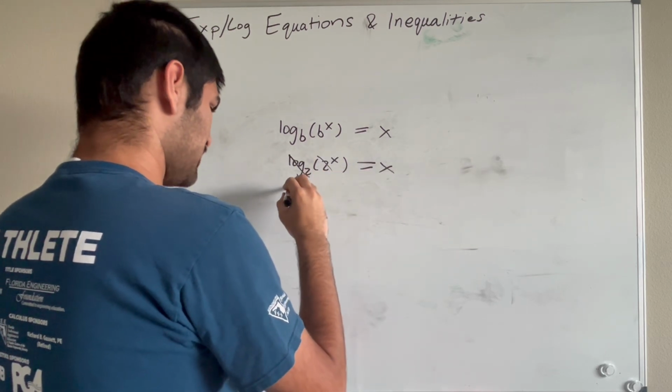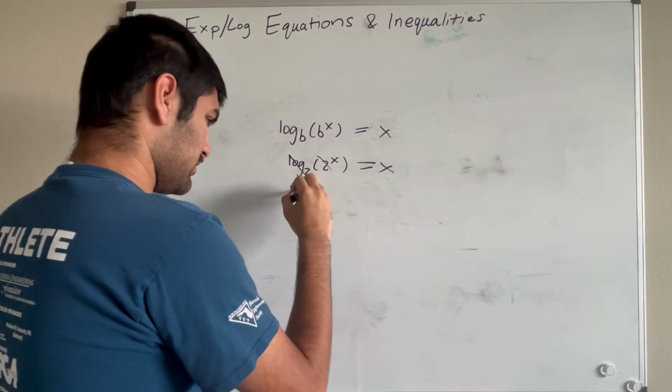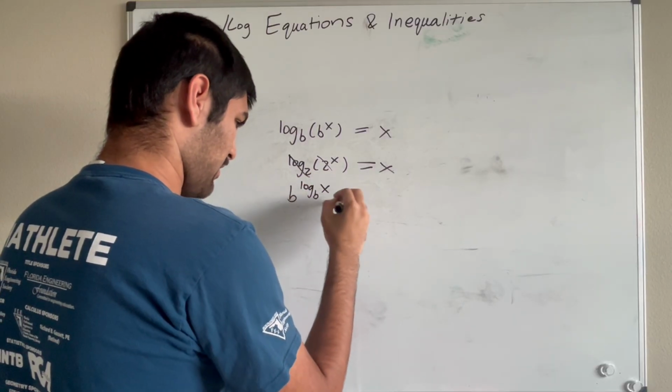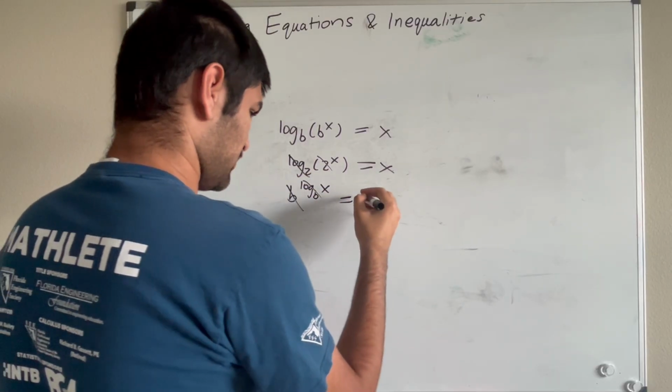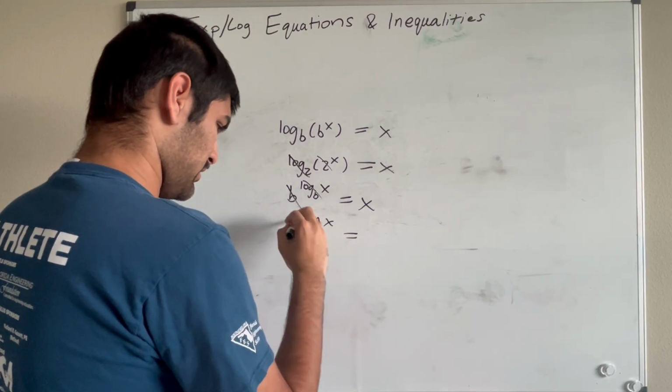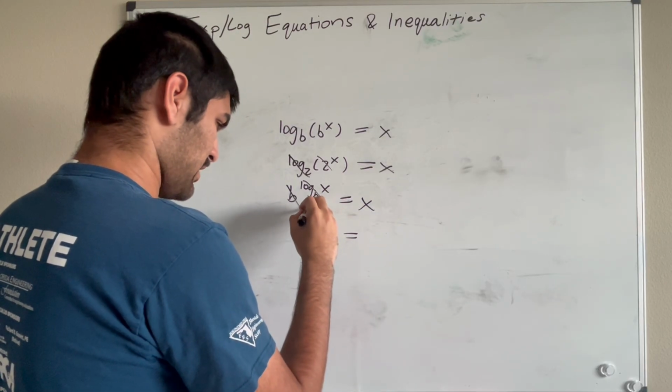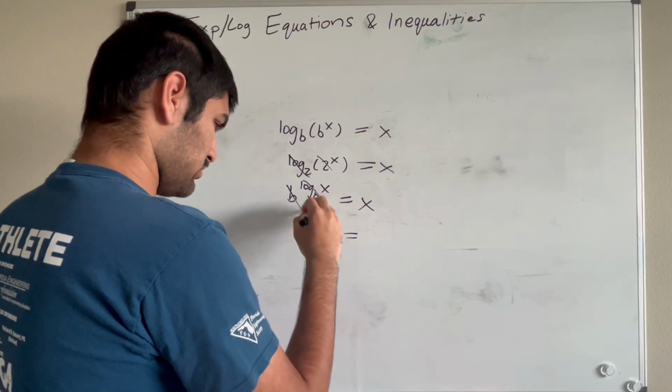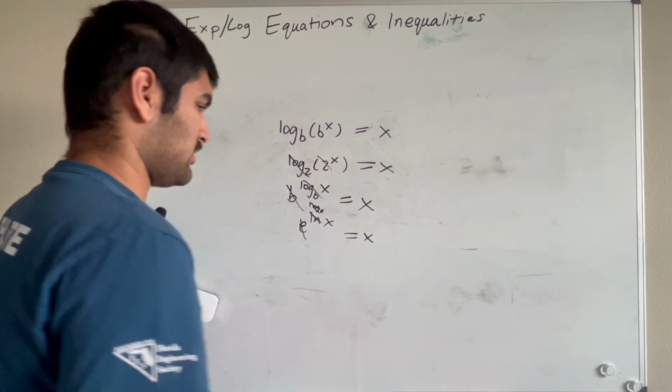And then the other one is if you have b to the log base b of x power, then b and log base b cancel, and you just get x back. So for example, if you have e to the ln x, then e and ln cancel, because remember ln is just log base e, so those cancel, and you just get x back.